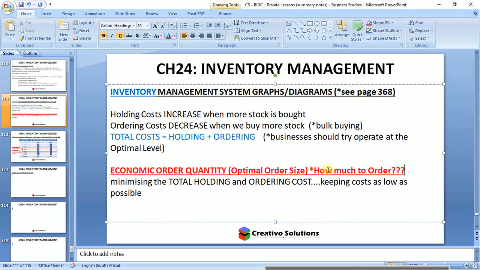So if you want to know what EOQ does, it gives you an amount of stock that you have to order that's going to reduce your holding and your ordering costs. That's what it does. Make sense? This is not looking at how much do we order. This is looking at the controlling of the stock levels. So if I'm controlling stock levels, I'm looking at timing. So now you know how much to order. How much do I order? EOQ. The problem is, when do I place an order? Does that make sense? That's the next part.